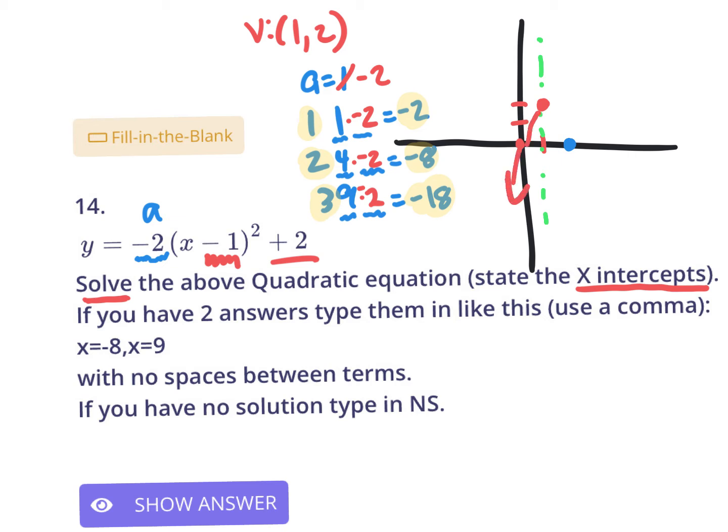And we end up with this parabola. Yes, it's kind of narrower because it got vertically stretched by 2. It's opening down. But we do know that it crosses right here at the x value of 0 and at the x value of 2. So the answers are 0 and 2. So we're going to type in x equals 0, comma, x equals 2. And again, when you type it in, don't put any spaces between the terms. X equals 0, comma, x equals 2. No spaces anywhere. Okay, that's going to be your answer. It doesn't matter if you put the 2 first or the 0. It should still work.